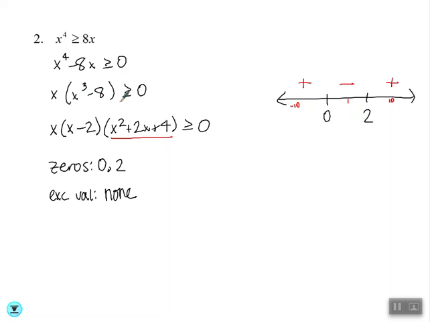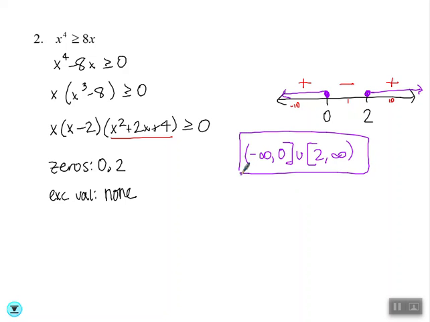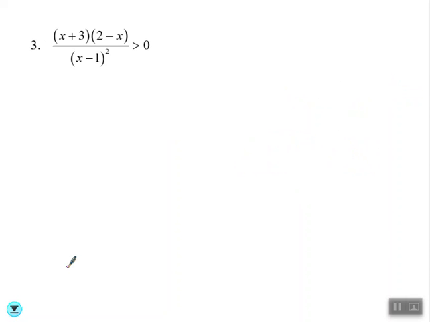We want to know where this inequality is greater than or equal to 0. So we want the positive sections. Since it's greater than or equal to, we are going to include 0 and 2. So our final answer is -infinity to 0 and 2 to infinity, with brackets on 0 and 2 because they are included.